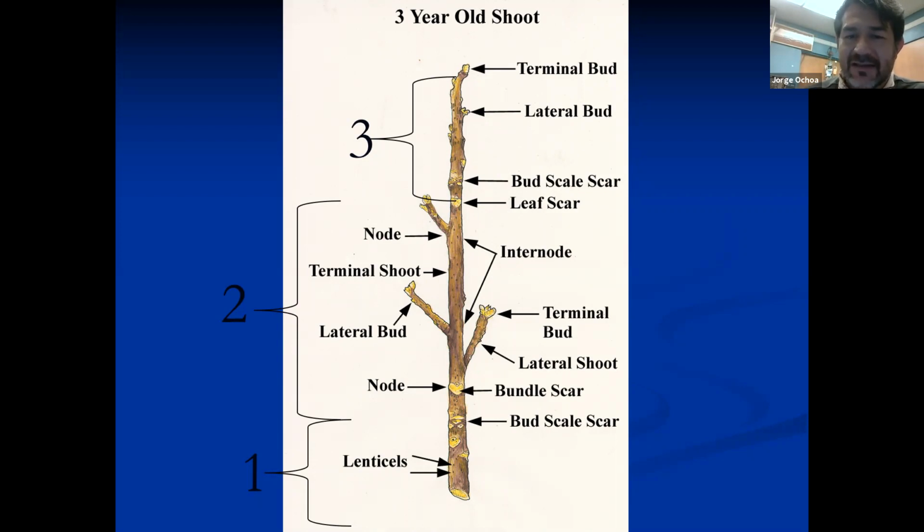But we have exactly the same thing. We have the node, in this case, because the plant went dormant. We no longer see the leaf, but we see the scar where the leaf was attached. And then we see the bud right there. So that is the node with the leaf and the lateral bud. And it keeps going on and on and on.